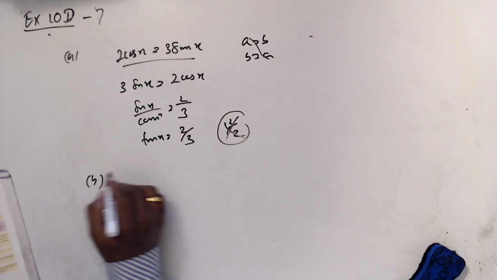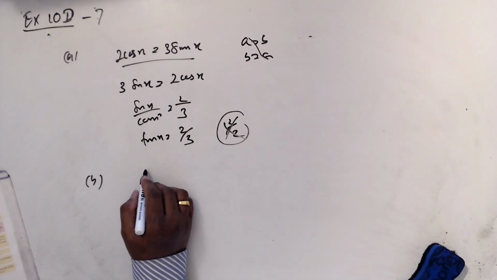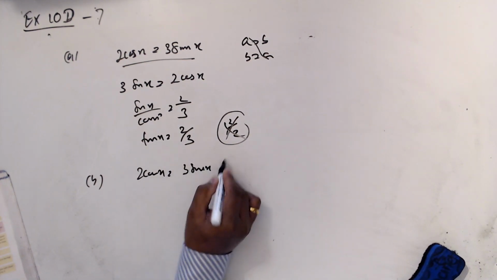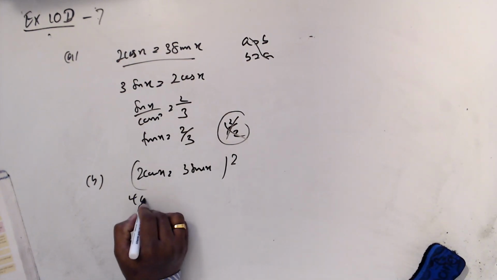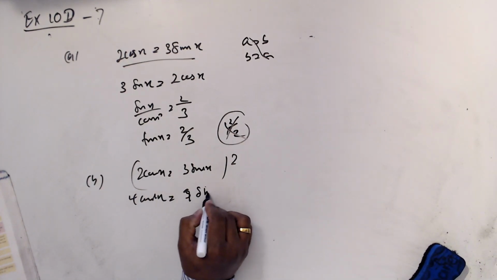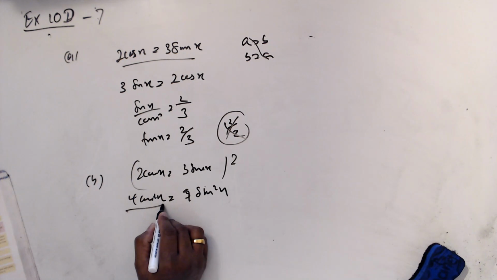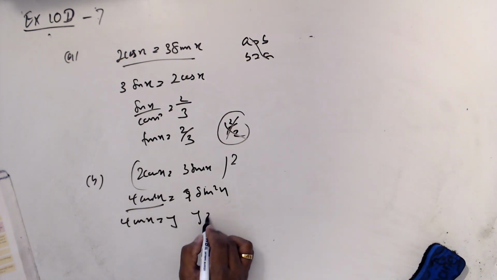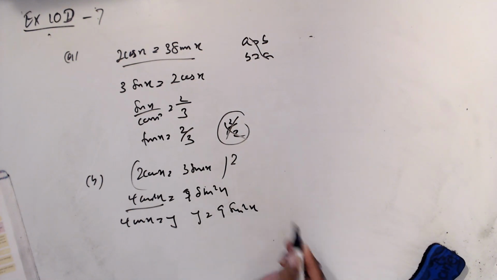And part B, the student squared this one. So 2 cos x equals 3 sin x, he squares everything. This becomes 4 cos squared x equals 9 sin squared x. Right? 4 cos squared x equals y, and y equals 9 sin squared x.